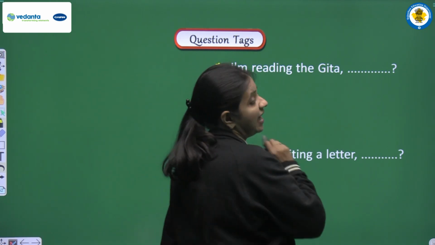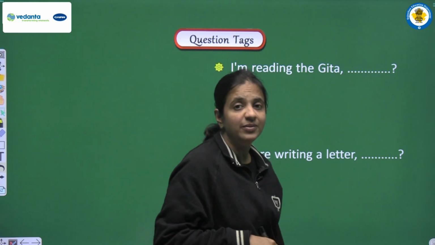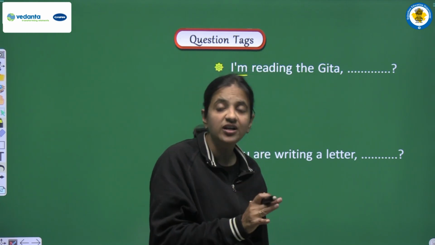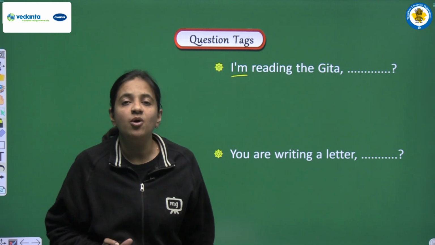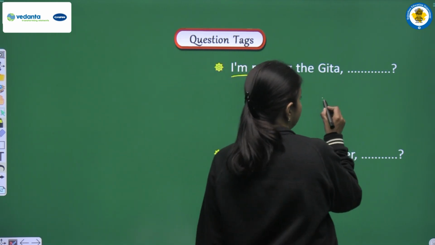Again we have am in the sentence. So a negative tag means auxiliary verb plus not. It means we have to write am plus not. So what is the short form of am plus not? It is aren't.